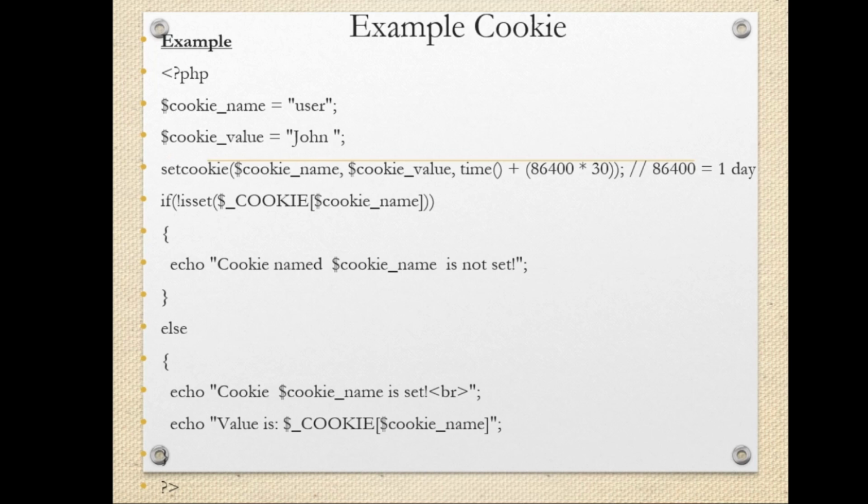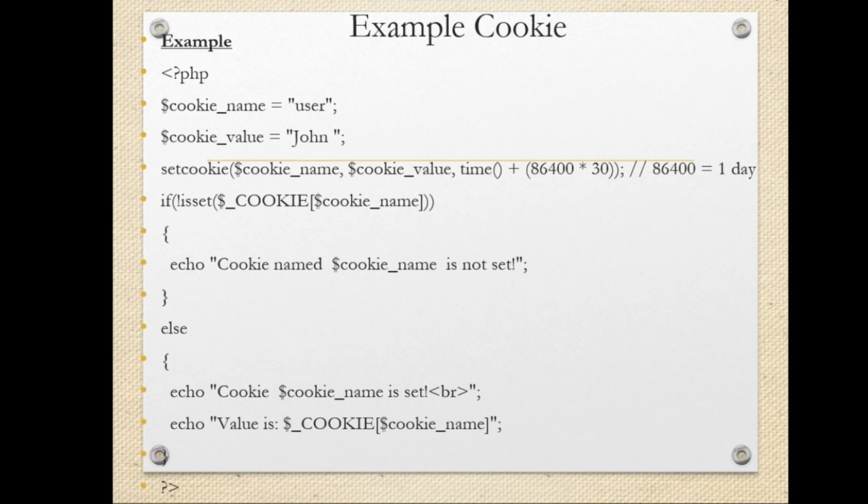A simple example of a cookie is on the screen. We have just opened the PHP tag, in which we have taken the first variable, $cookie_name equal to user, and one more variable, $cookie_value equal to the name, that is John. As we studied in the previous slide, we have to use the setcookie function to create a cookie. So we have used the setcookie function, in which we are passing the $cookie_name variable and the $cookie_value variable.